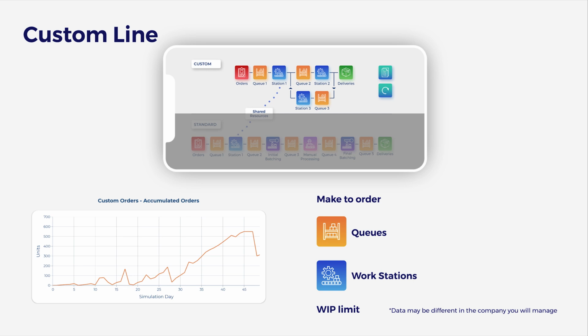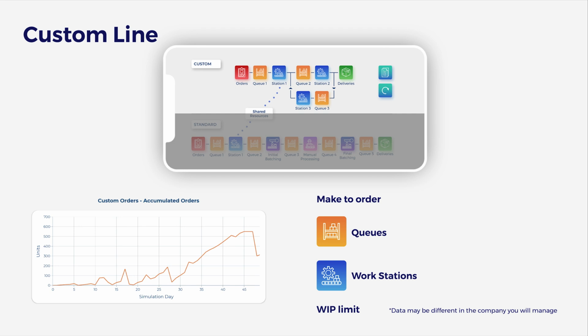So it goes to the first queue, which is then processed in station one, goes to a second queue, a first pass, then it's processed in station two, goes down to a third queue, it's processed in station three, and then it goes around into a second pass to station two, and then it's delivered. So this is the structure of the custom line. This line here cannot hold unlimited amounts of products. It has limited space, and therefore there is a WIP limit.